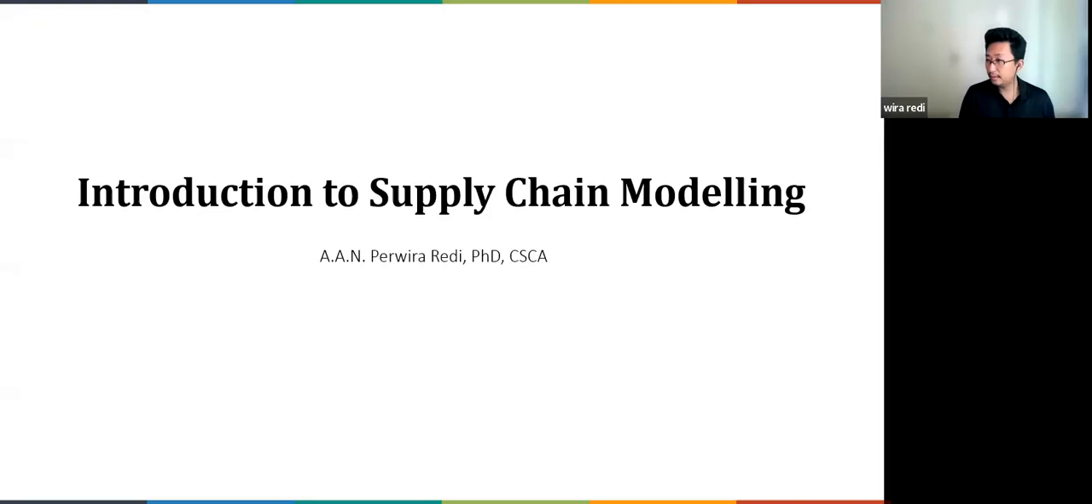In the first module, we're going to talk about introduction to supply chain modeling. Why don't I start with introduction to supply chain? Because I will talk about it, but later on I will move on with the perspective on how modeling techniques or modeling approaches are going to work for those supply chain problems that we are going to discuss.